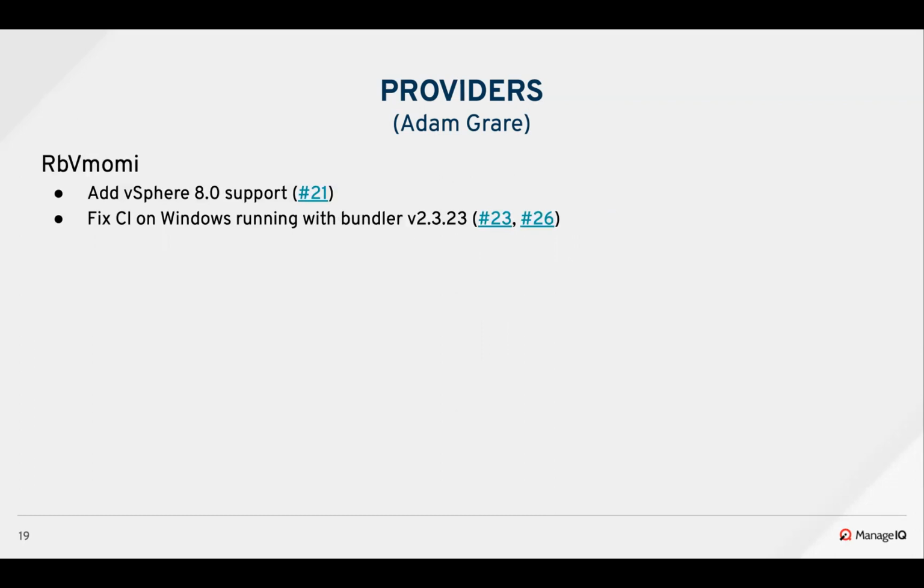Next slide. And for the VMware SDK, this sprint we added support for vSphere 8.0. And we also fixed issues with CI on Windows running with the previously latest bundler version. They've since released a fix in 2.3.24 to resolve this issue. So we're using that. And that is it for providers. Over to Joe.